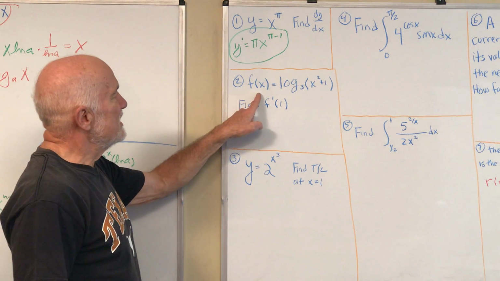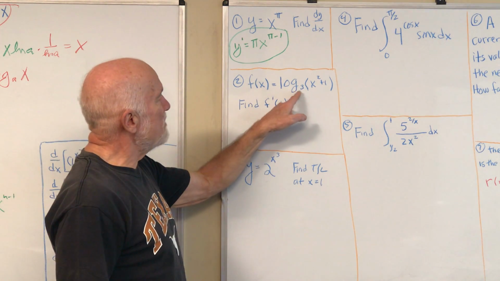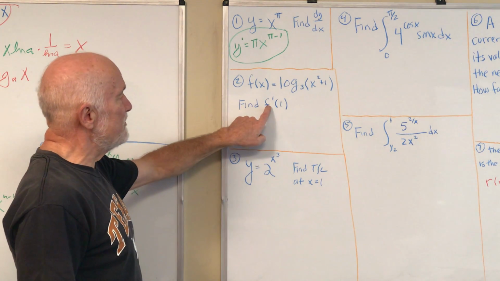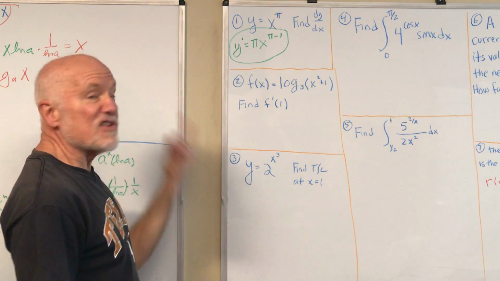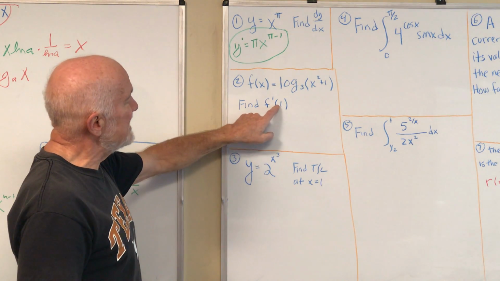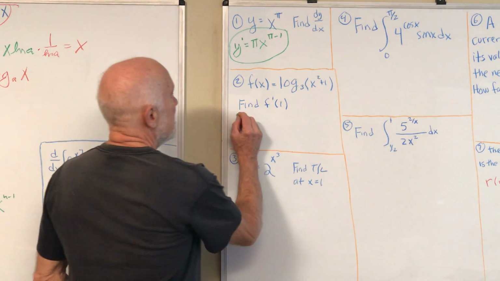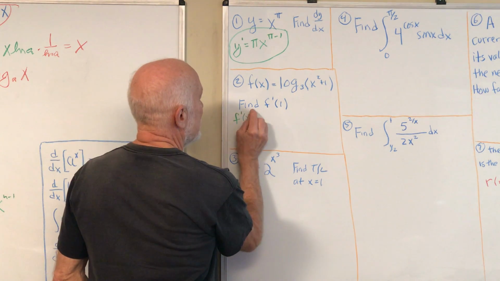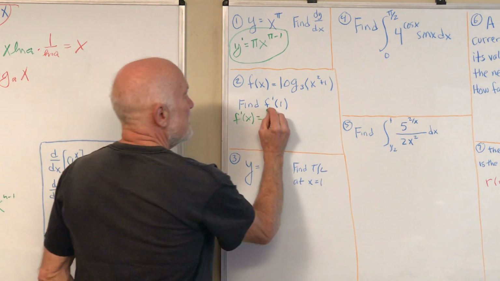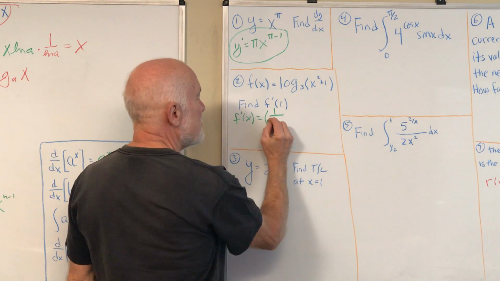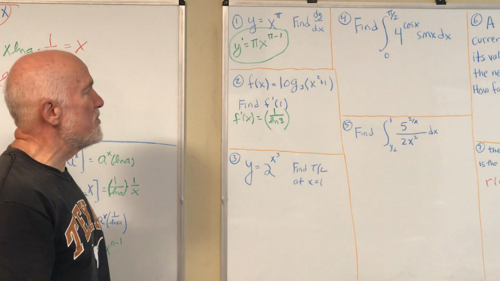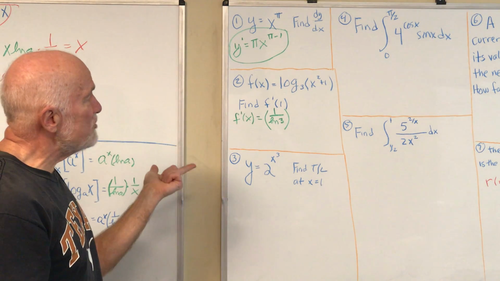Number 2. We have log base 3 of x squared plus 1 as our function. We want to find the derivative, the slope, the instantaneous rate of change, all those things that mean the same thing. We want to find it at x equals 1. So f prime of x. So because it's log base 3, we have that extra pesky constant that we have to just kind of memorize from the formula. Then it works just like the natural log.